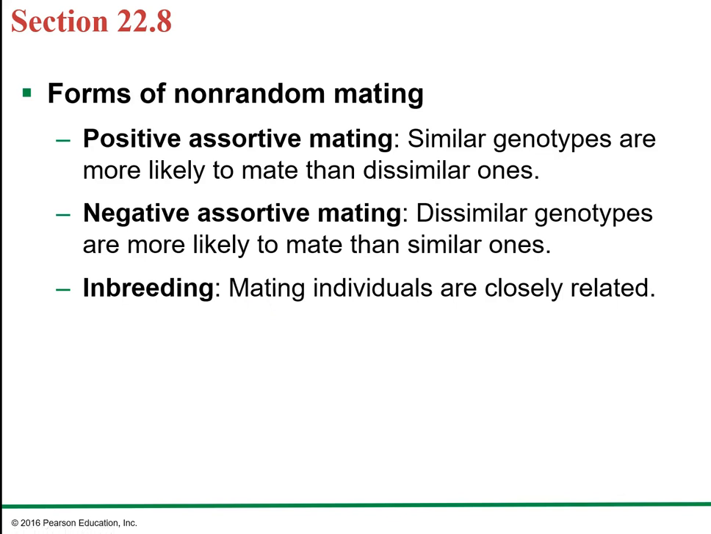Some forms of non-random mating include positive assortative mating, where similar genotypes are more likely to mate with other similar genotypes rather than dissimilar ones. You also have the other side of it, where dissimilar genotypes are more likely to mate than similar ones. And then also, obviously, inbreeding.